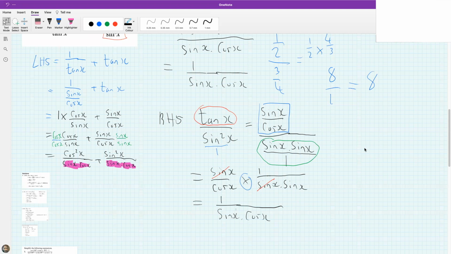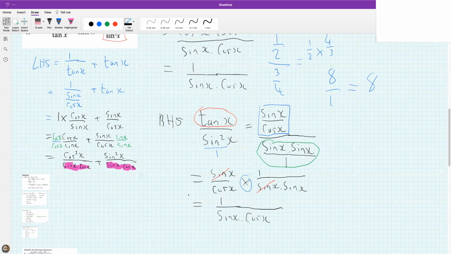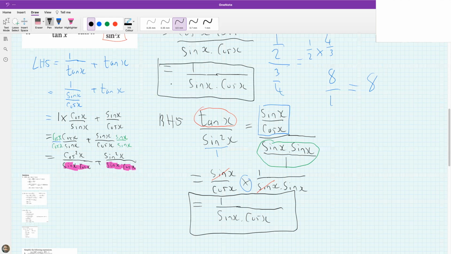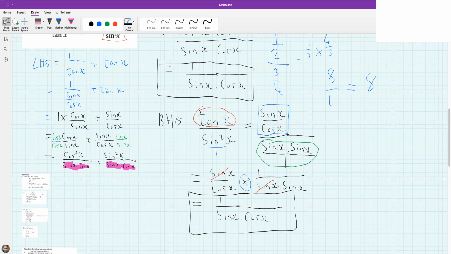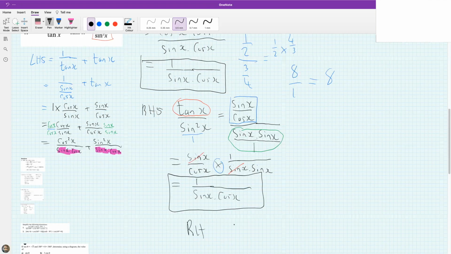So what does that show? What is that going to be? So I have a look at this, and I look at that. That was quite a question. So now I know that the right-hand side is equal to the left-hand side, and I've proved this.